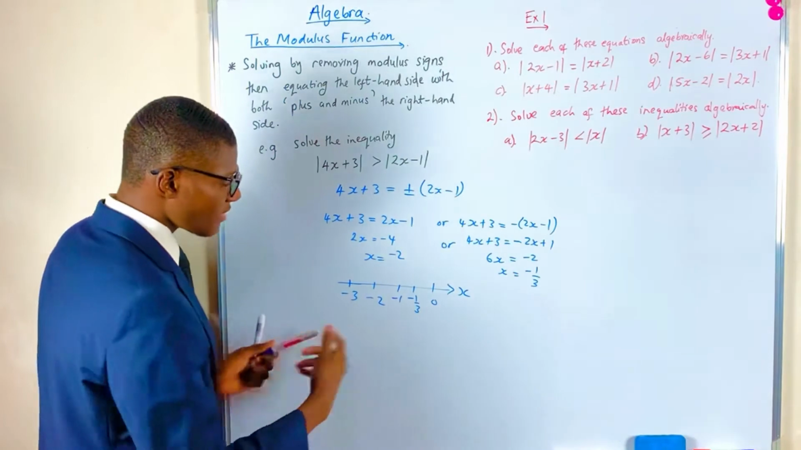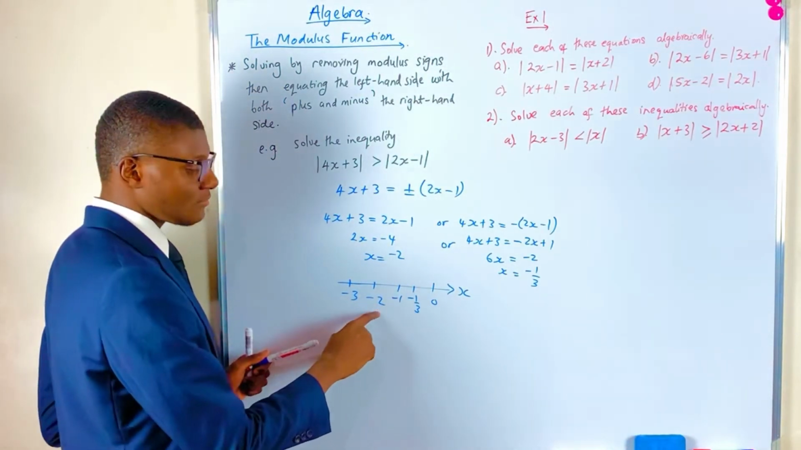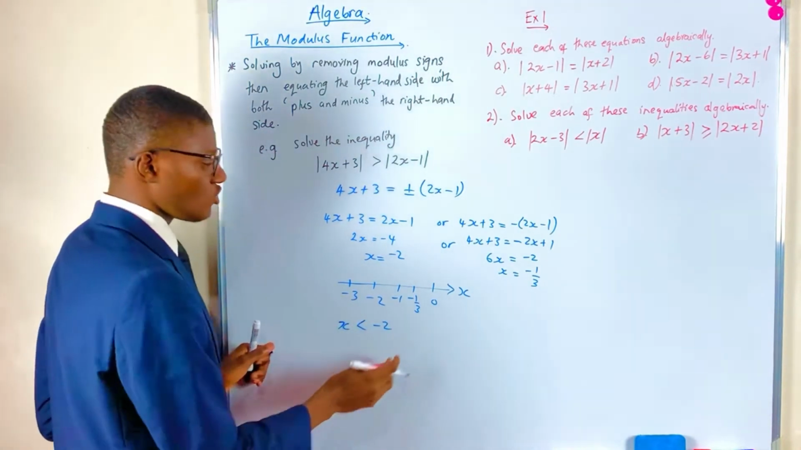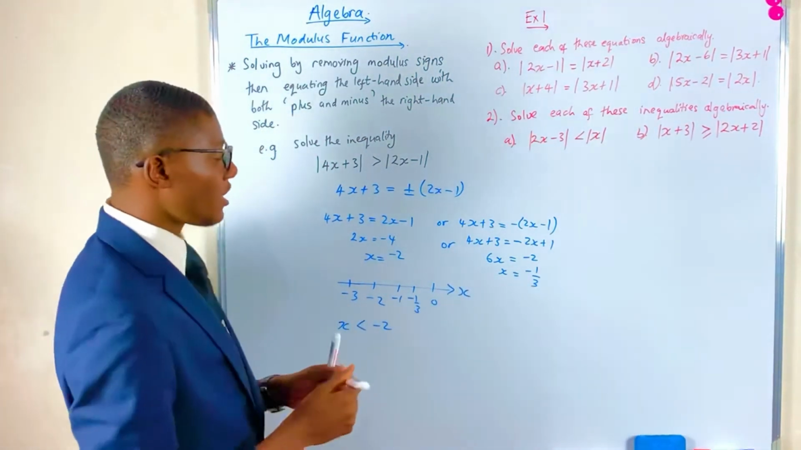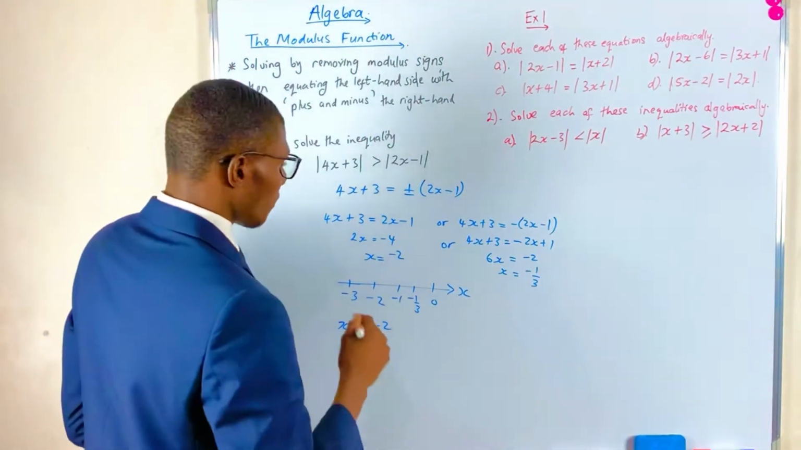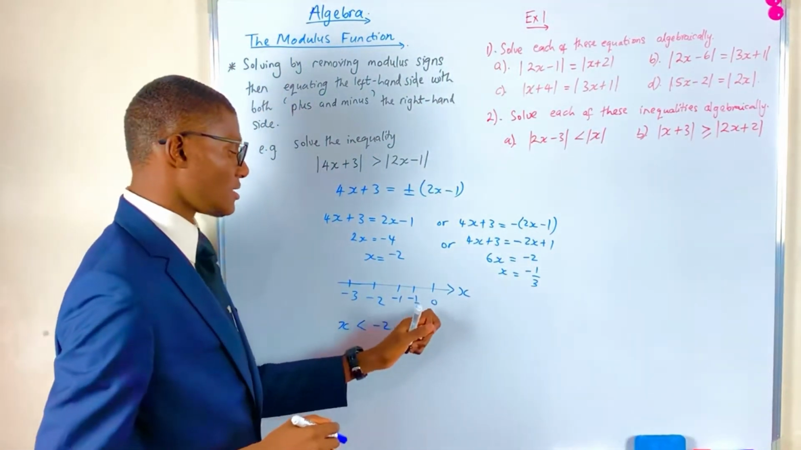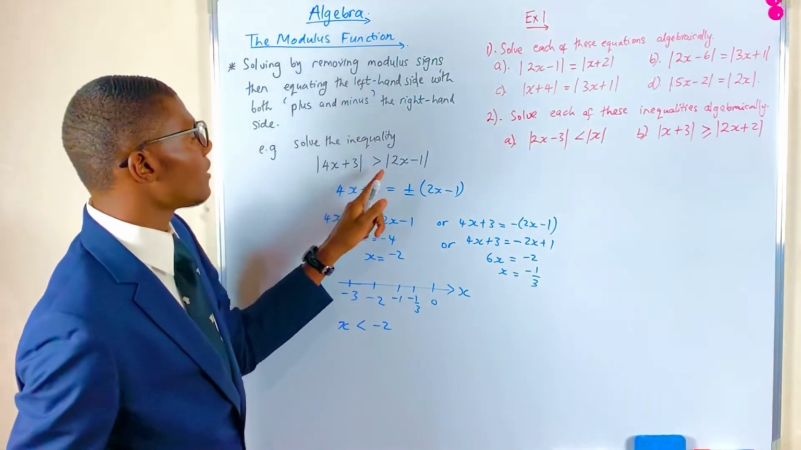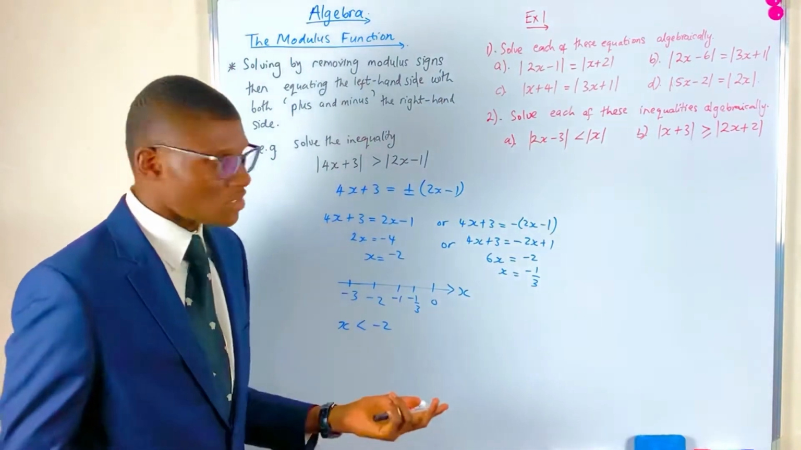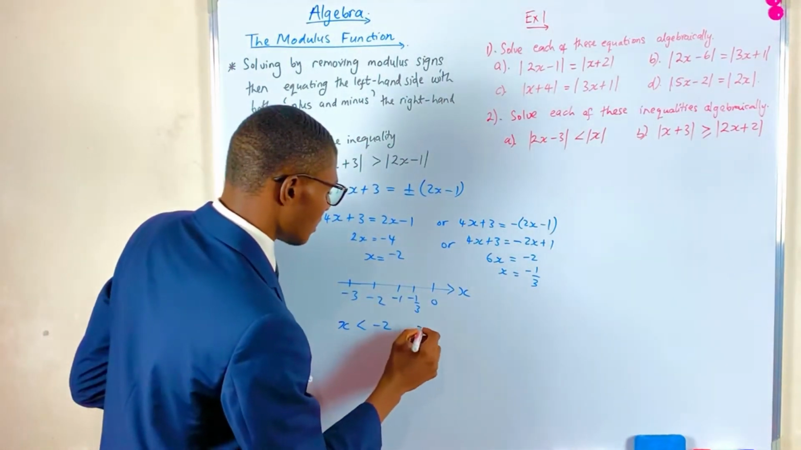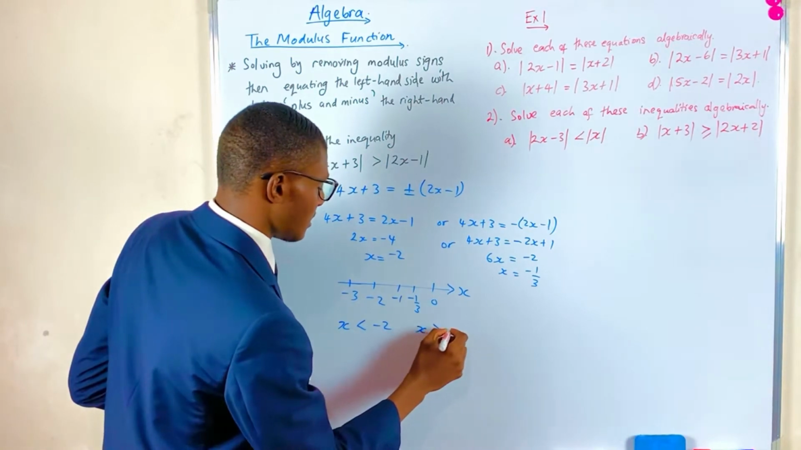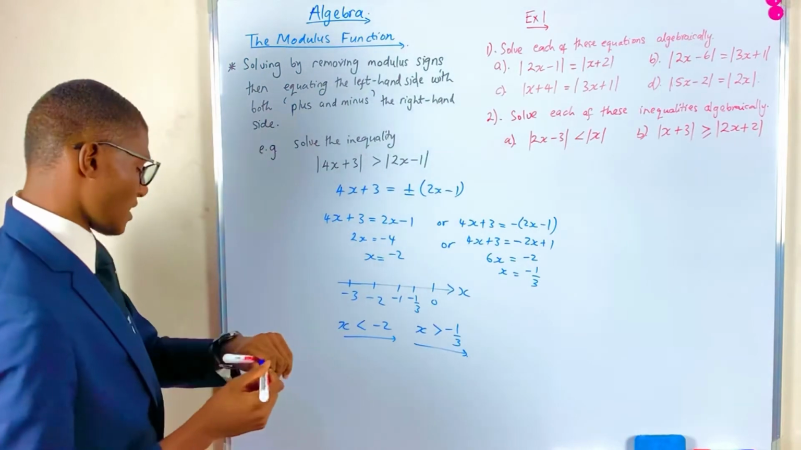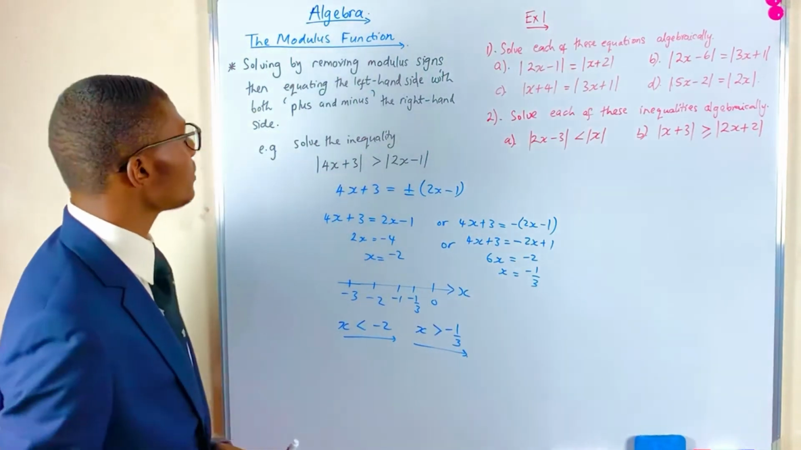So it means the region for which x is less than minus 2, we need x to be less than minus 2. And then for this critical value, x is equal to minus a third, if we pick 0, when x is equal to 0, we've got 3 being greater than 1, which is what we want. So we also want the region when x is greater than minus a third. So these are the two solutions for x that we have, the two inequalities that we need.